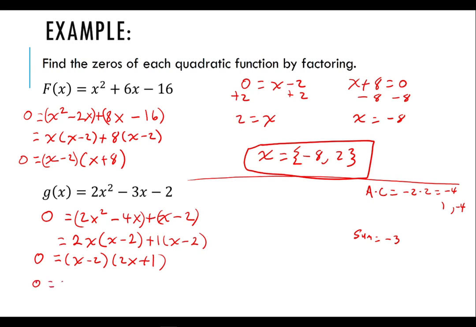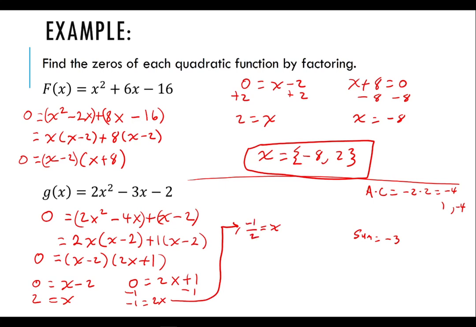That is 0 is equal to x minus 2, and 0 is equal to 2x plus 1. X is equal to positive 2, and minus 1 on both sides. Negative 1 is equal to 2x. Divide both sides by 2. I get that x is equal to negative 1/2. Now I have two solutions. They are x is equal to negative 1/2 and 2.